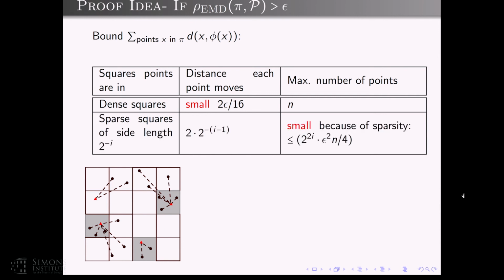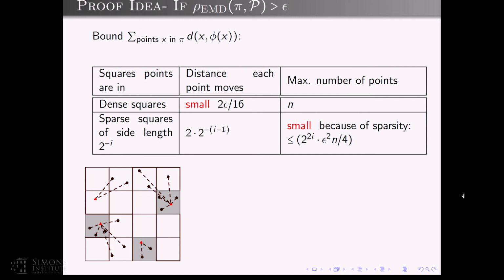The second case is we have to consider the points from sparse squares of side length 2 to the minus i. And what's the distance such a point will move? Remember, we are under the condition that each square, once dense, will contain some sample point. So if this square is sparse, it must come from splitting of a dense square, which is this square. In the previous step, this square is dense, and then it can split into 4 squares, and then this square becomes sparse. And we are under the condition that this square contains some sample point, say, for example, here.